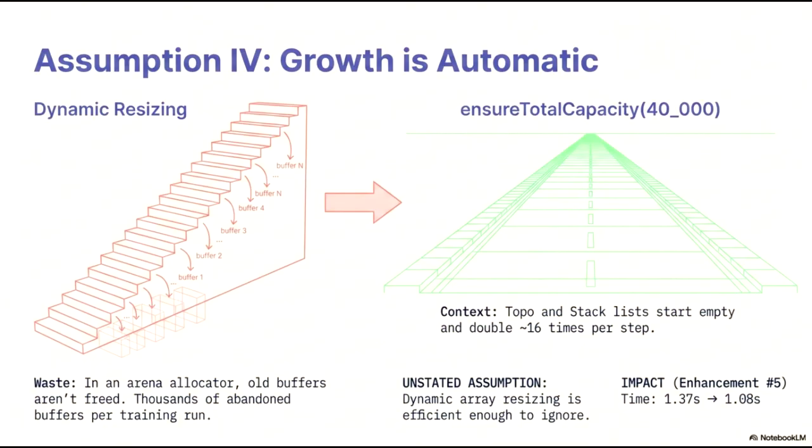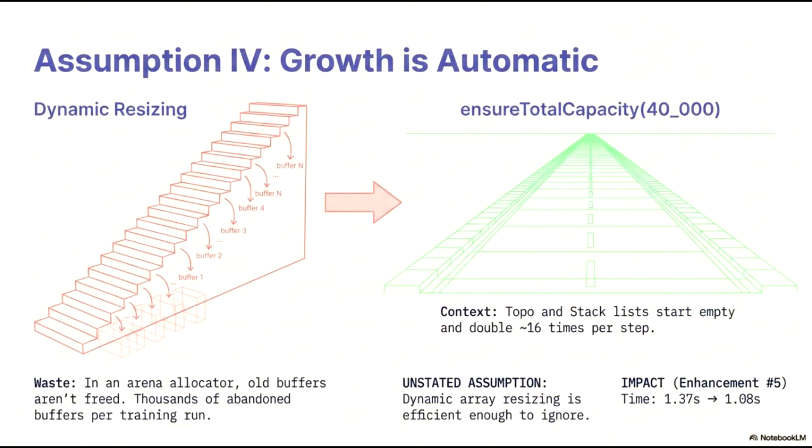However, when using an arena allocator, this leads to substantial waste. Because arena allocators do not free individual buffers until the entire arena is cleared, every incremental resize leaves behind an abandoned block of memory. In our specific case, this resulted in thousands of useless buffers per training run. To understand the scale of the issue, our topo and stack lists were starting from 0 and doubling roughly 16 times per step. We had been operating under the unstated assumption that this resizing process was efficient enough to ignore.